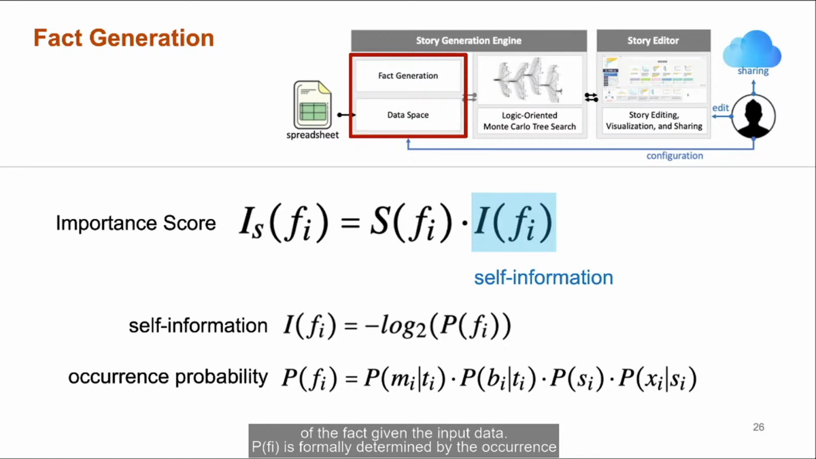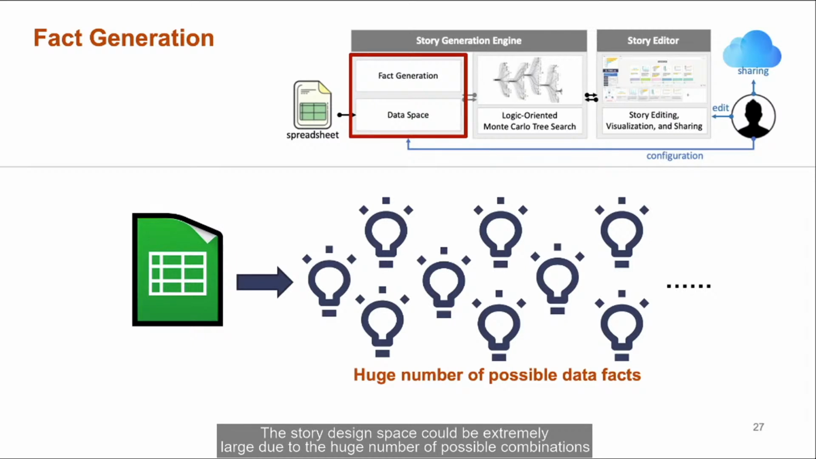PFI is formally determined by the occurrence probability of the fact subspace and the probability of selecting Xi as the focus and choosing Mi and Bi to measure and break down the subspace given a fact type. The story design space could be extremely large due to the large number of possible combinations of fact fields, even based on a small dataset.